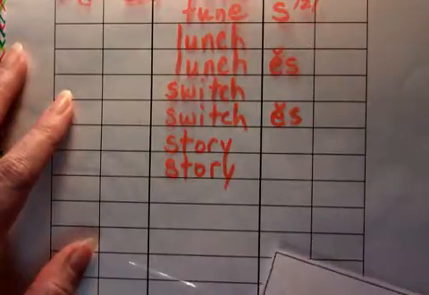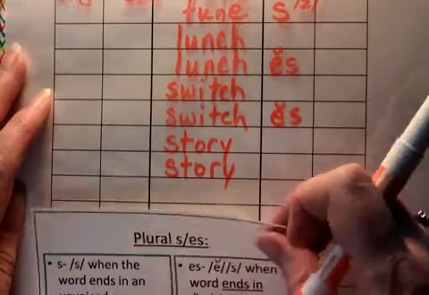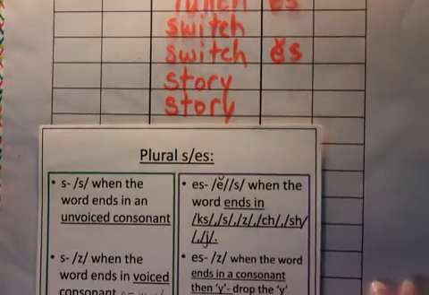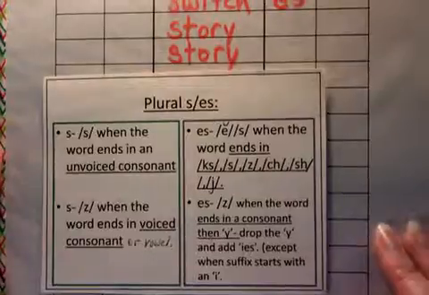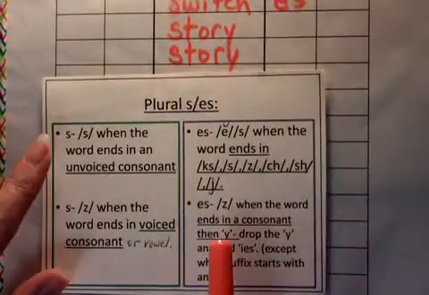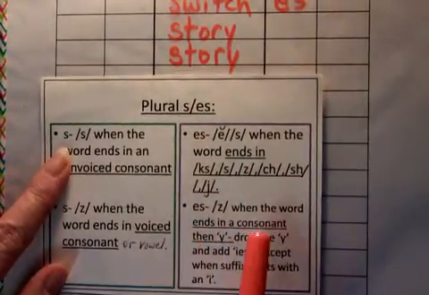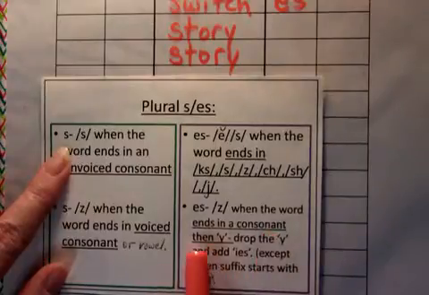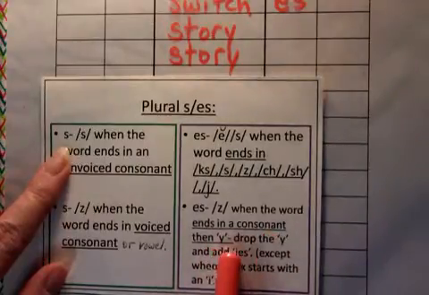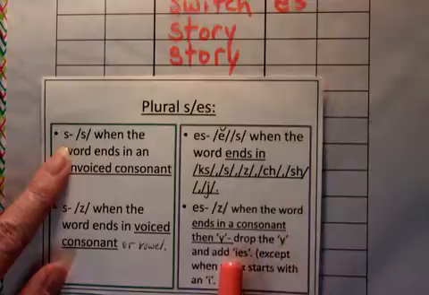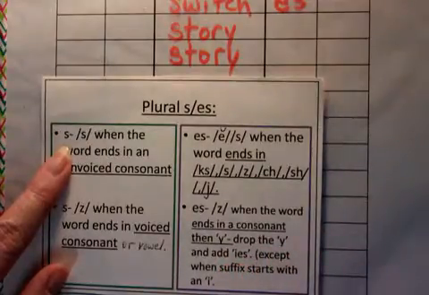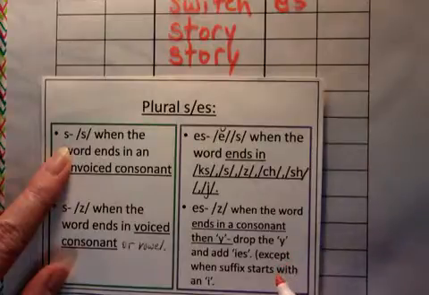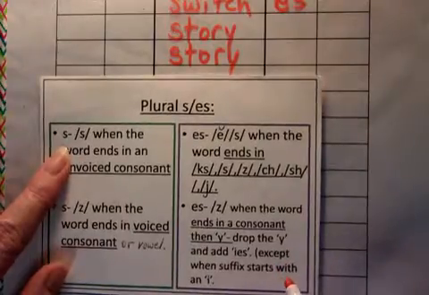If you have, let's see, where do I go with this? If you have a word that ends in a consonant and then a Y, you will change the Y to an I and add ES. I need to retype this card, but the easiest way to remember it is change the Y to an I and add ES.